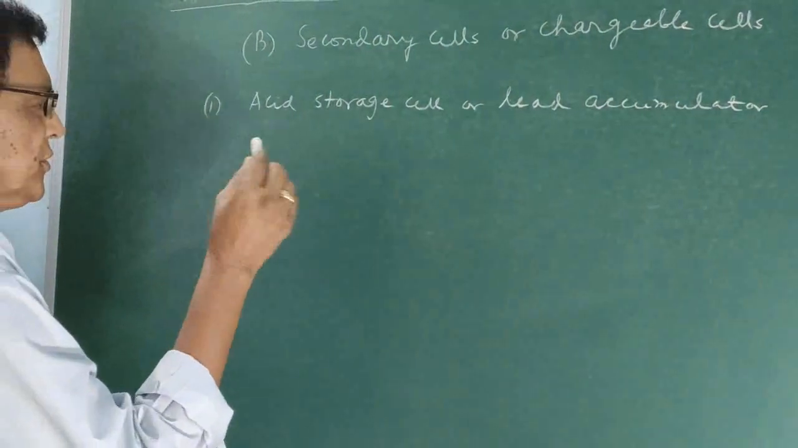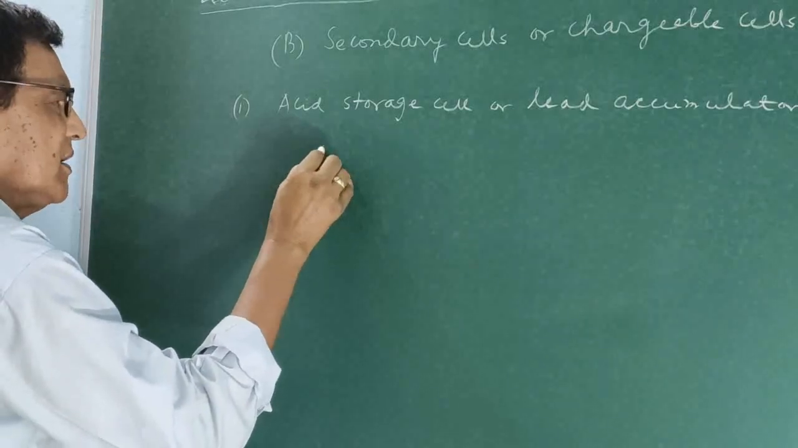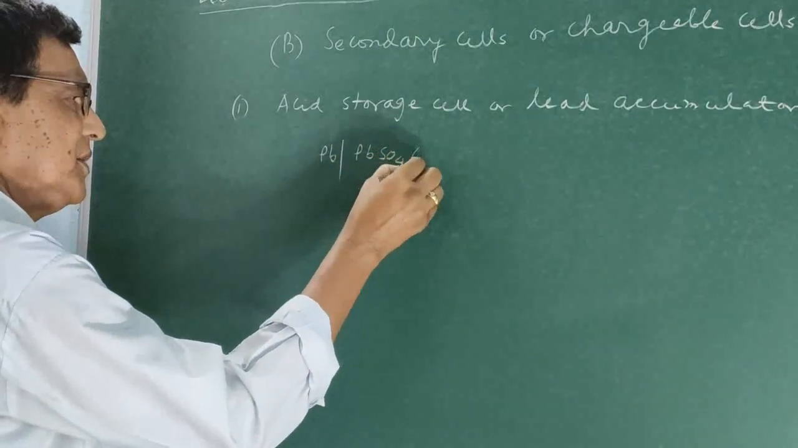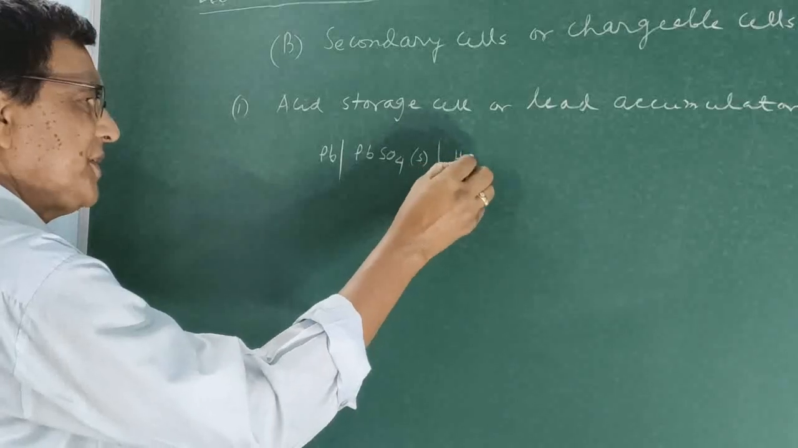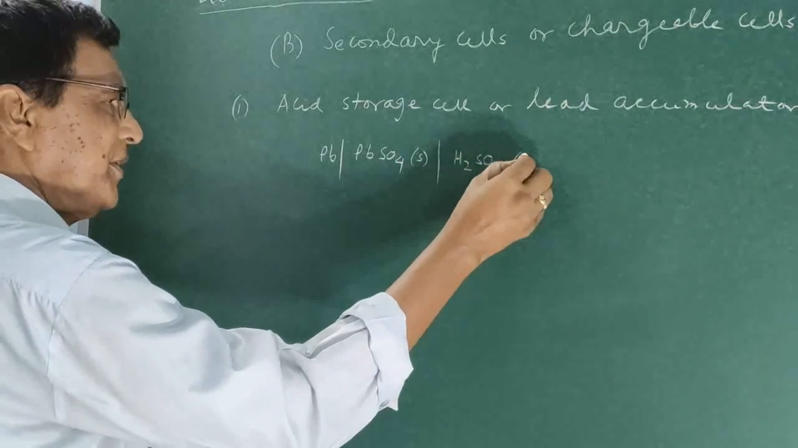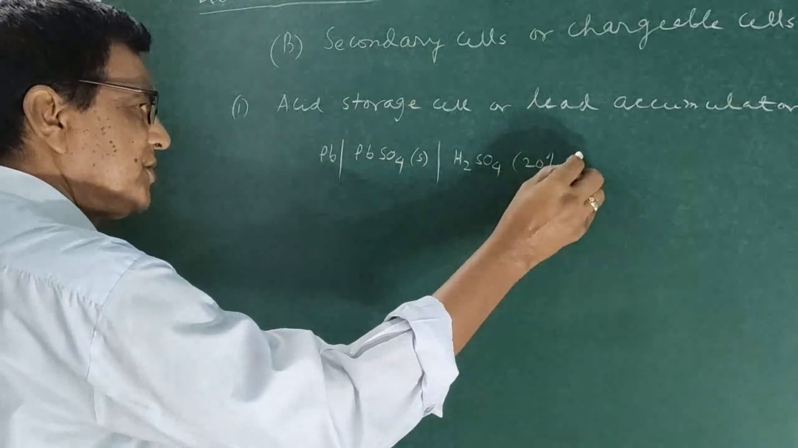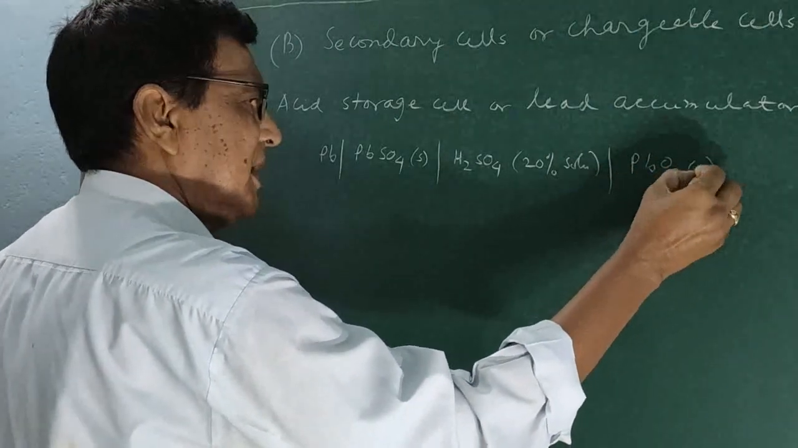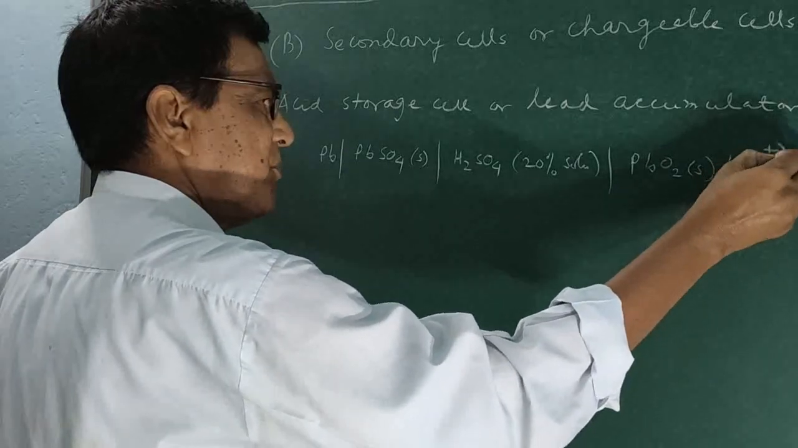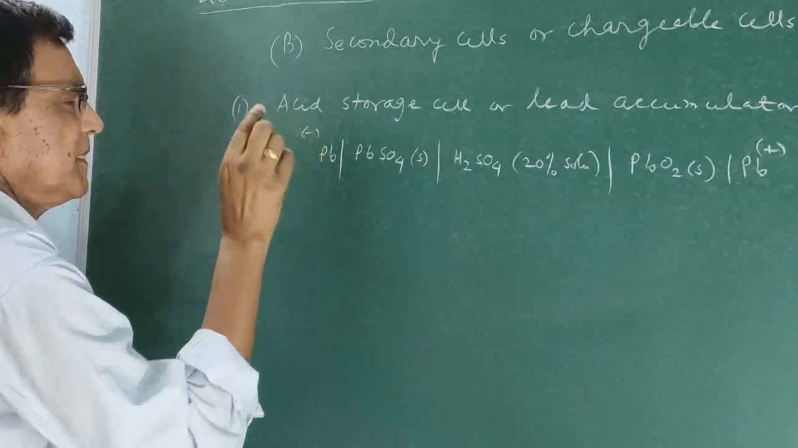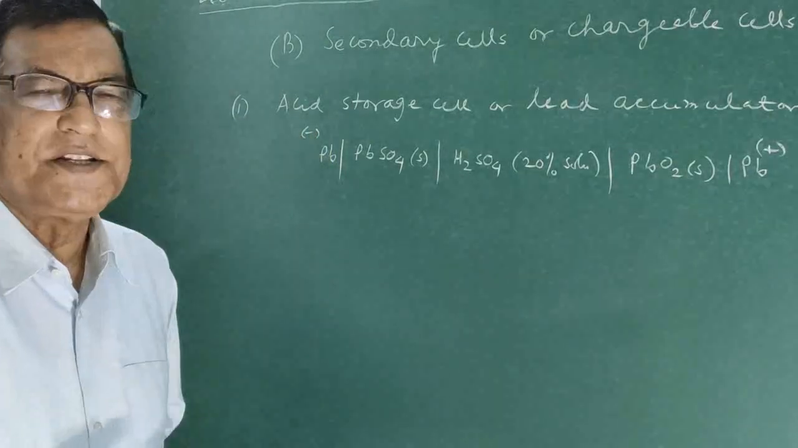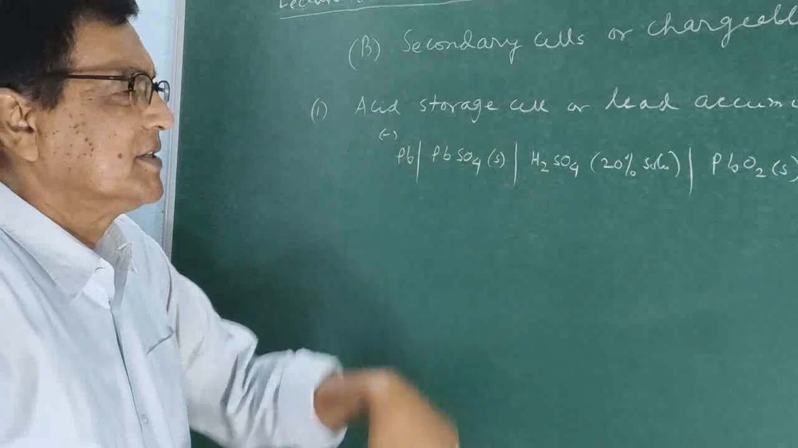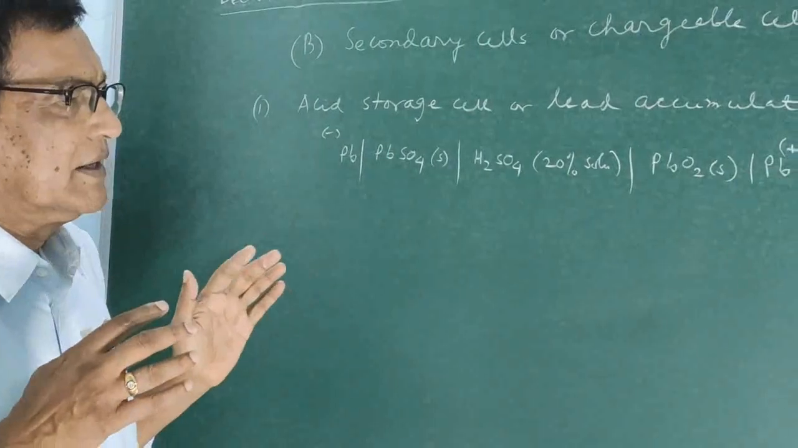The cell representation is lead, lead sulfate solid, sulfuric acid 20% solution, and lead oxide solid and lead. This one is positive and this one is negative. The construction is also cheap, as lead is a very cheap metal and sulfuric acid is also comparatively low cost. So this cell construction is very easy and cheap.